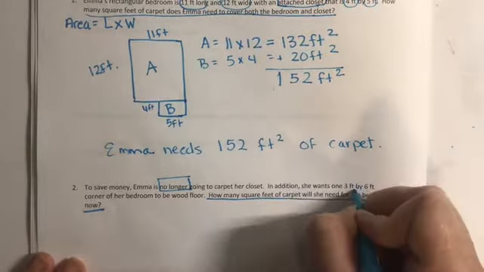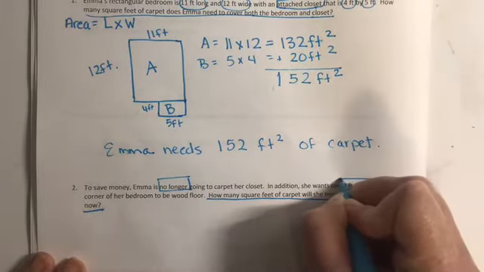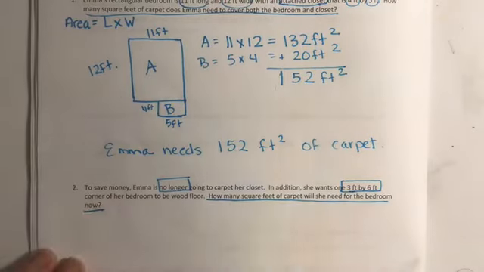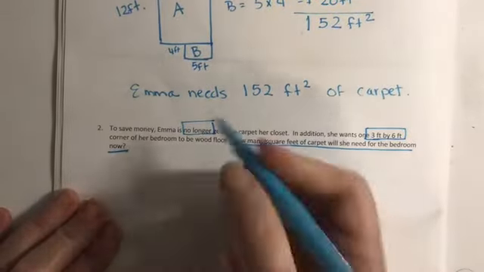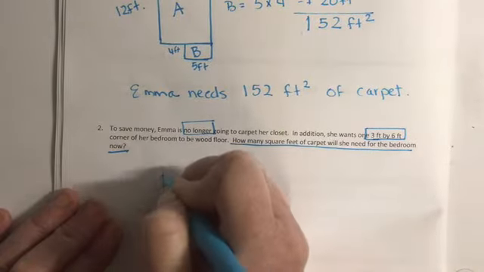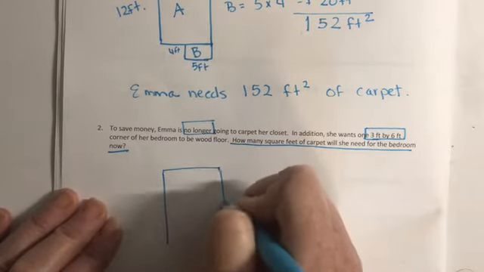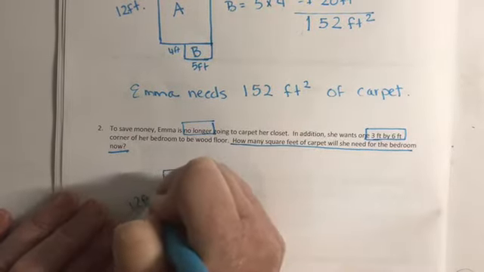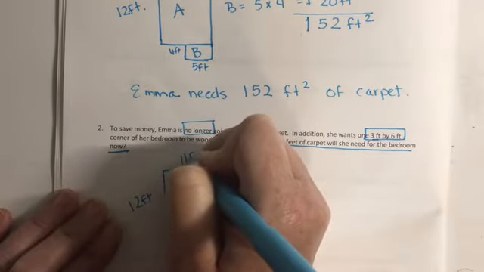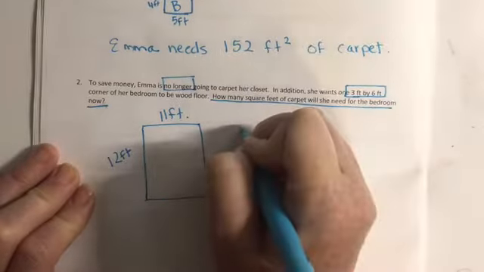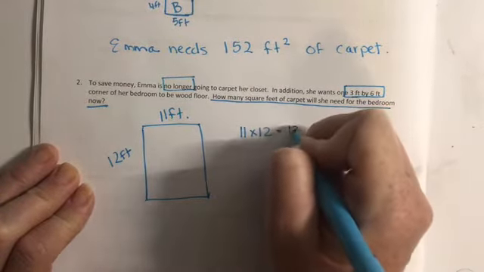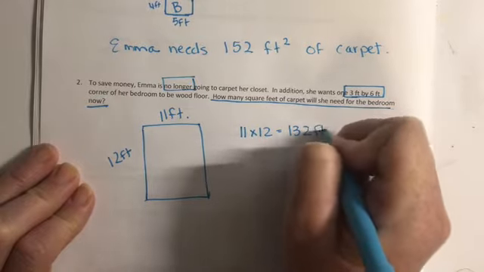We do know that she wants to have 1 3-foot by 6-foot corner of her bedroom to be wood floor. So let's draw a picture of what that would look like. We'll start with her bedroom. We don't need to worry about the closet. So we have 12 feet by 11 feet. Now we've already figured the area of this one, haven't we, up here? So let's write that down again. So 11 times 12 equals 132 feet squared.